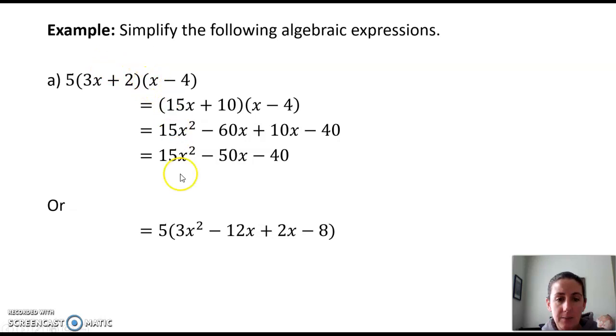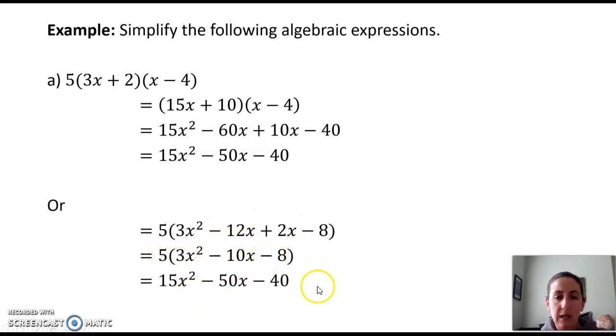Take that 3x times x to get 3x squared, 3x times negative 4 to get negative 12x, 2 times x to get 2x, and then 2 times negative 4 to get negative 8. And now this 5 is on the outside here. So we'll combine our like terms on the inside, and now we can distribute our 5, and notice we still get that 15x squared minus 50x minus 40.